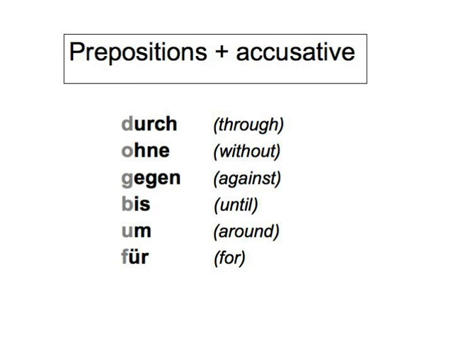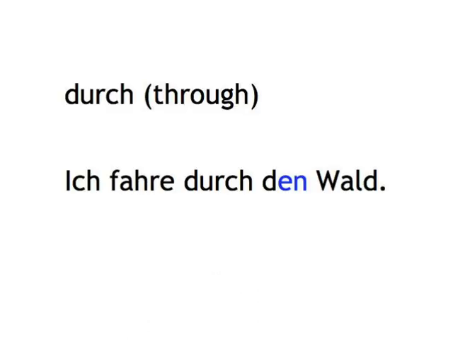You don't have to find the verb to see if the noun or pronoun is in the accusative case. After one of these prepositions, the article or pronoun must be in the accusative form. Again, only the masculine singular nouns that come after these prepositions are affected by adding the N ending to the article. The prepositions always followed by the accusative case are durch, through.